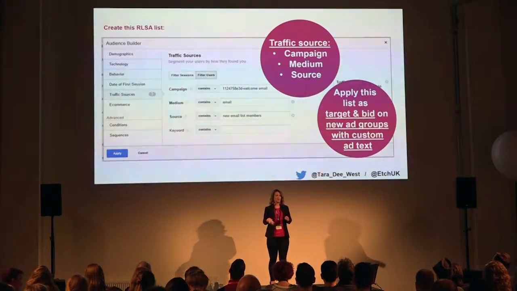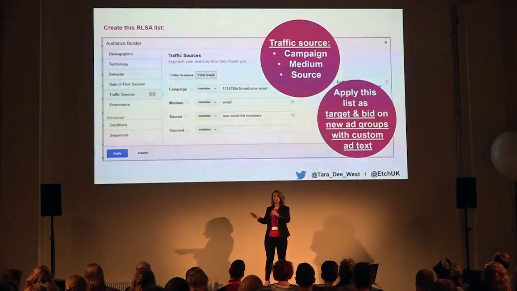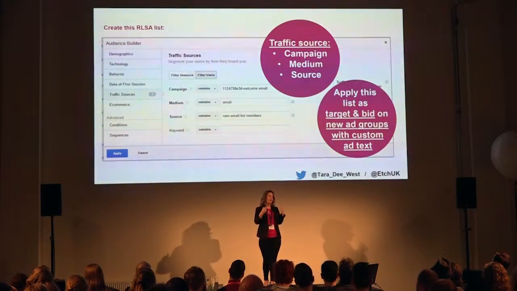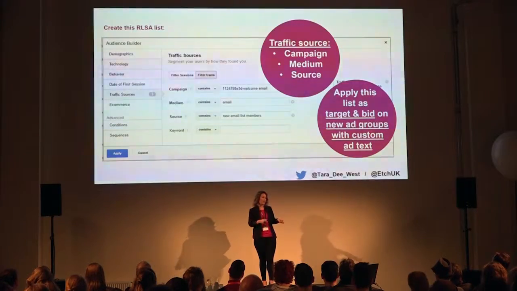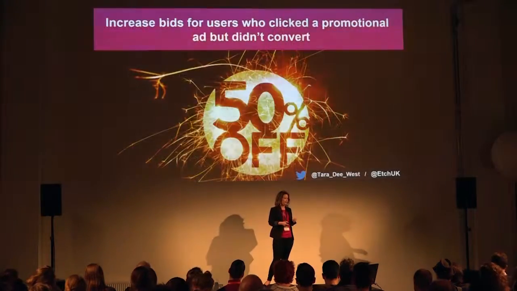And you'd apply this as target and bid to your new campaigns or your new ad groups because you want to specifically show them bespoke ad text. So you create that new campaign, create your bespoke ad text in there and your keywords, and then apply this list as target and bid to reach just that audience.